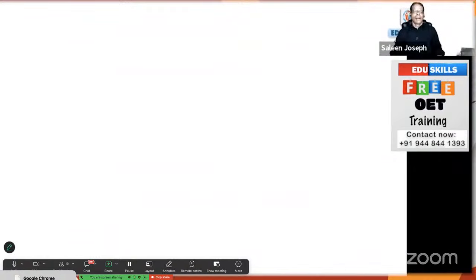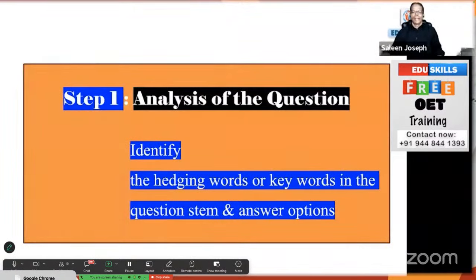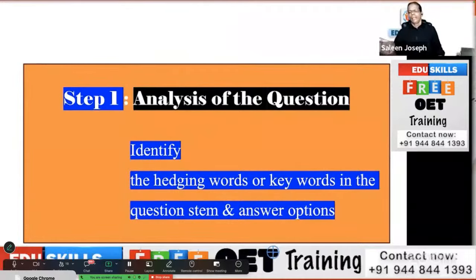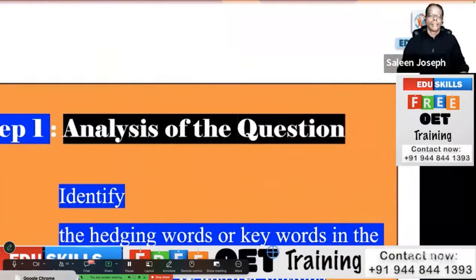And this is how you will deal with today's text. So step 1 is analysis of the question. Identify the hedging words or keywords. Hedging words means keywords, okay? Don't get confused if I habitually say hedging words, that means keywords in the question stem and answer options.